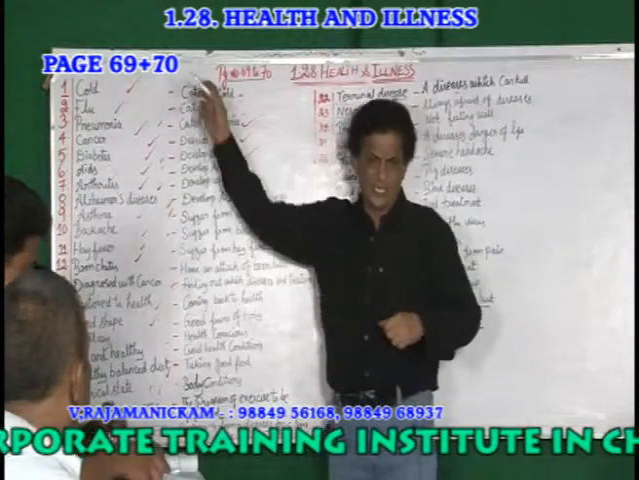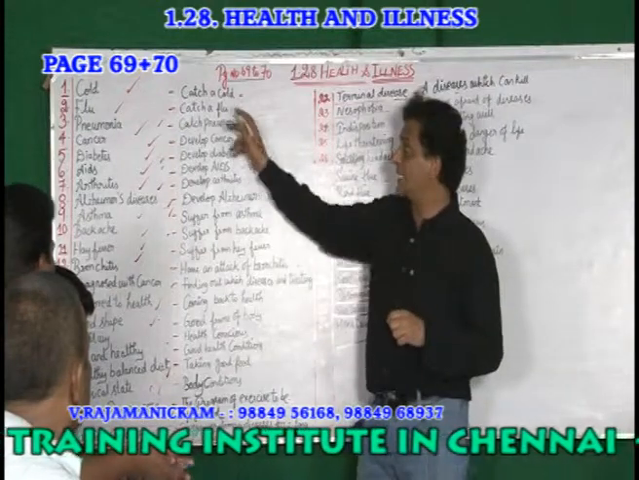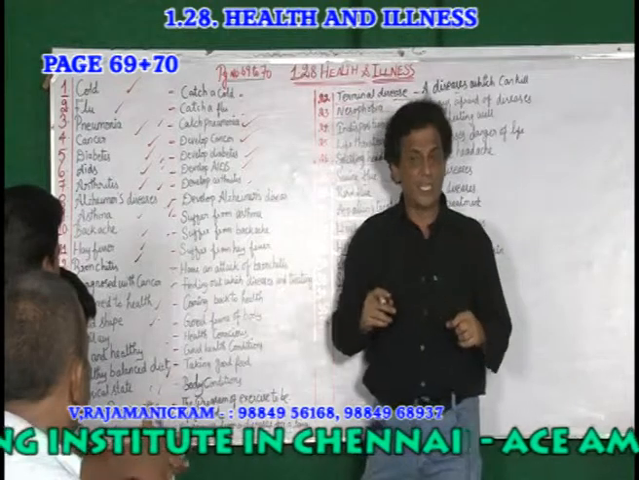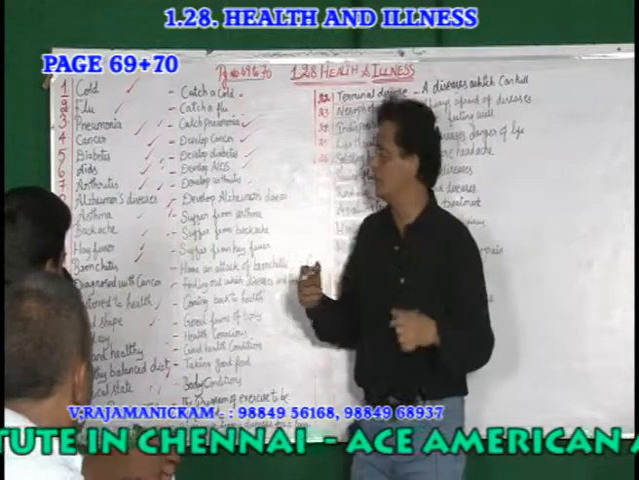கோல்டு என்றால் என்ன? ஆங்கிலத்திலே கோல்டு என்றால் சளி என்று சொல்கிறோம். அந்த சளி பிடிச்சு விட்டது என்று சொல்லும்போது catch a cold என்று தான் சொல்ல வேண்டும். catch a cold, I caught a cold. catch a cold என்று சொல்கிறோம்.